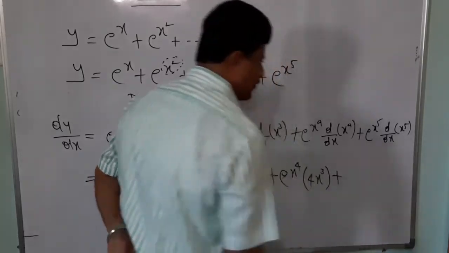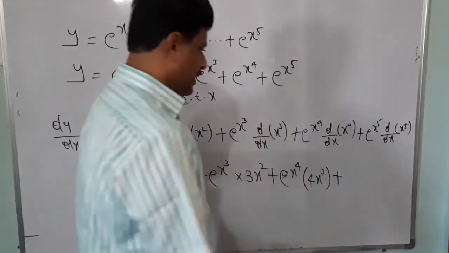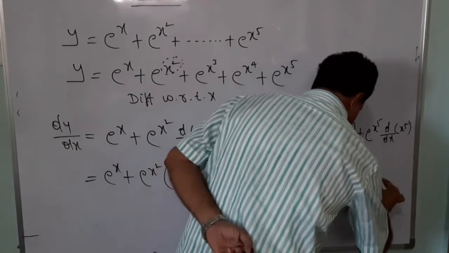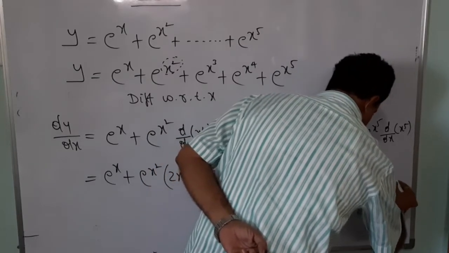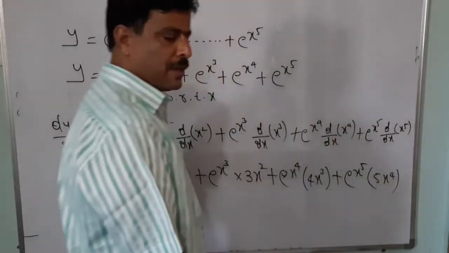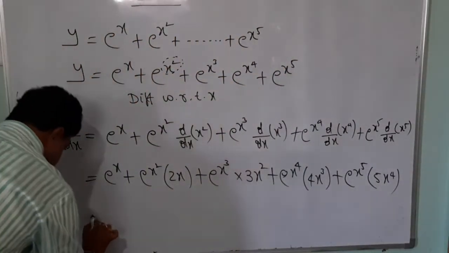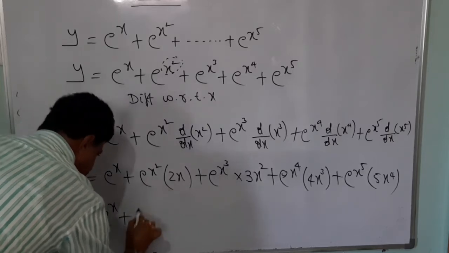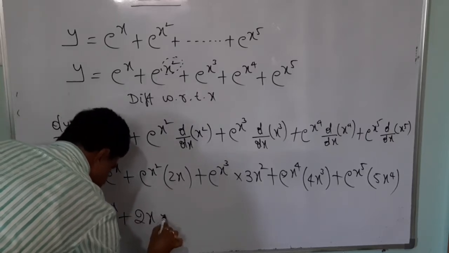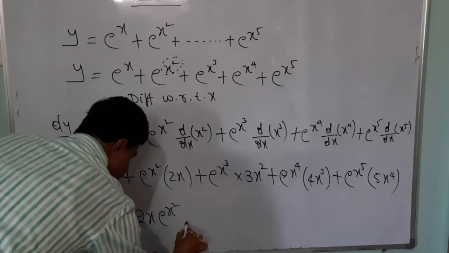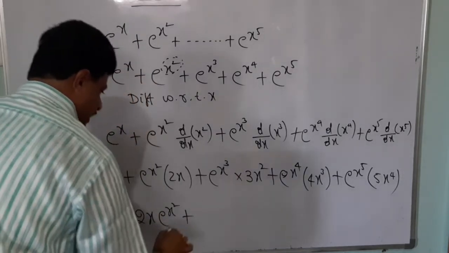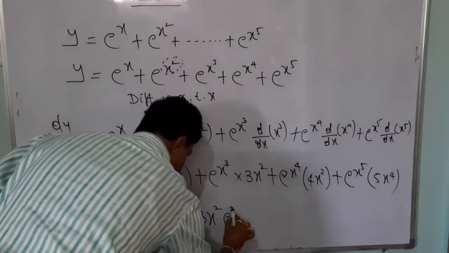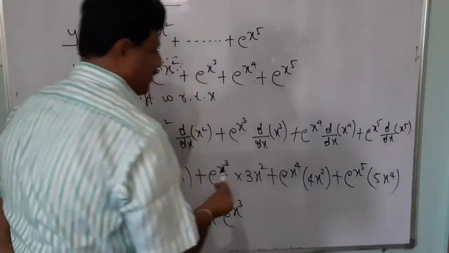Plus e to the power of x to the power of 5, differentiation of x to the power of 5 is 5x to the power of 4. So that is equal to e to the power of x plus 2x into e to the power of x square, plus 3x square into e to the power of x cube.